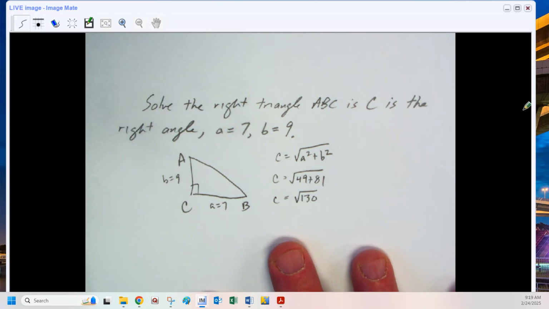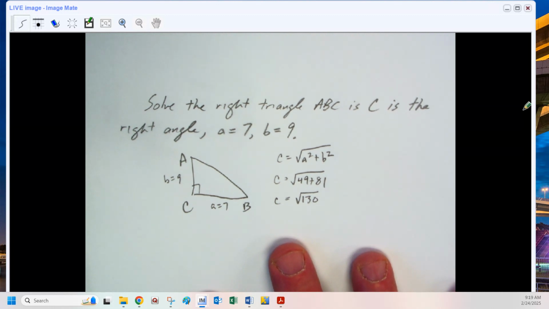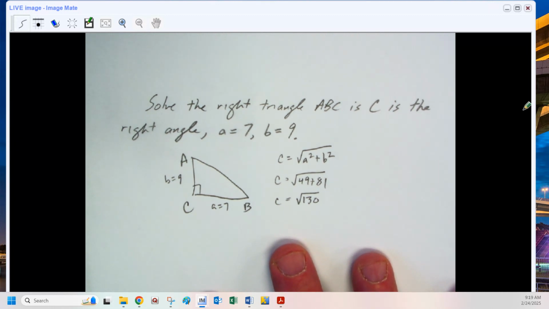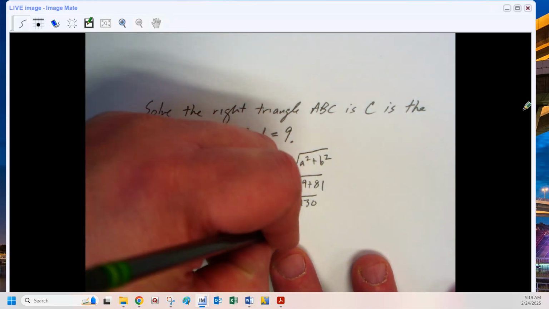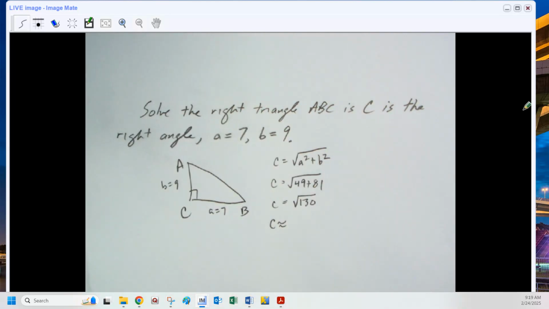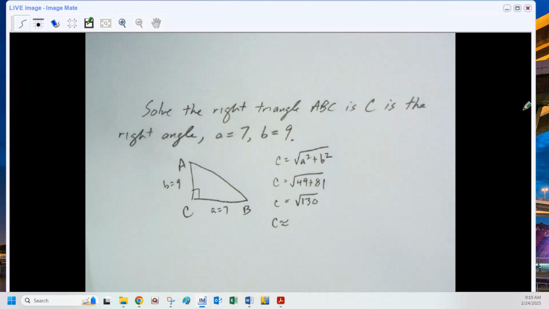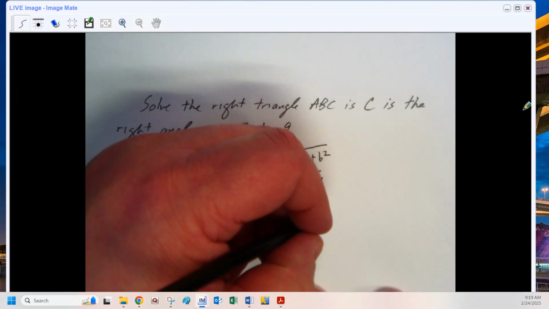Okay, 130, let's see, that's 65 times 2, so that's 2 times 5 times 13. That's as far as it simplifies, but we probably want this in a decimal form. And so that's about 11.402.